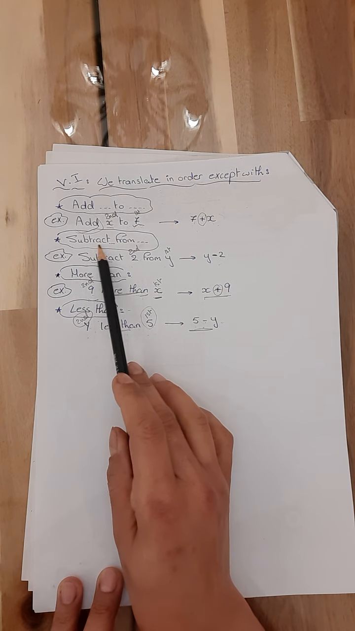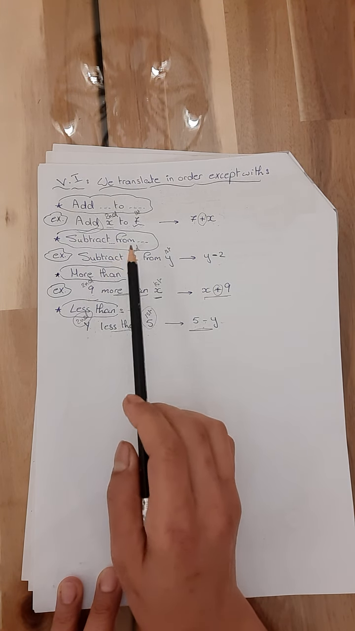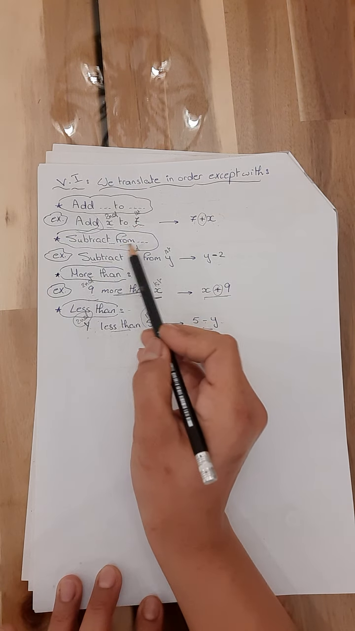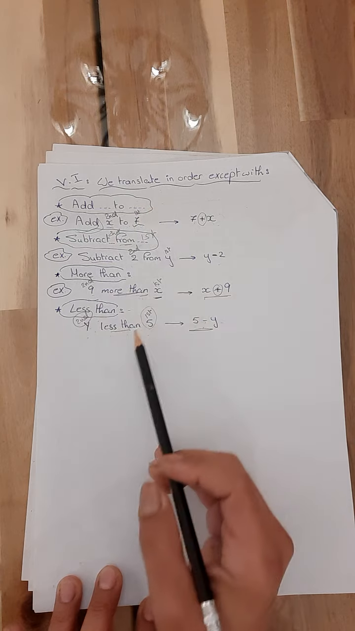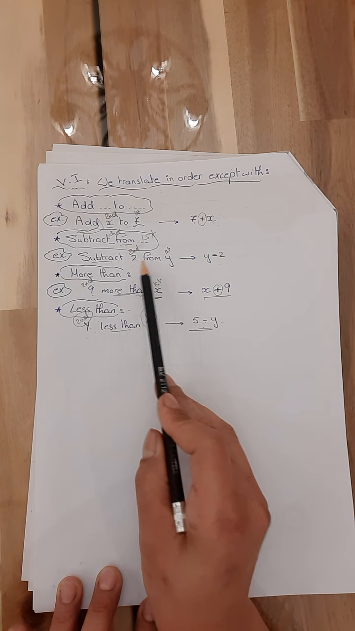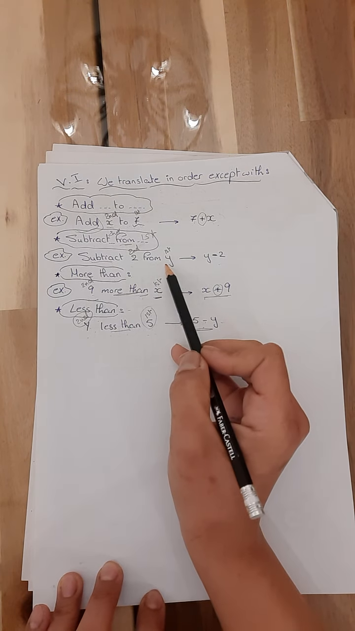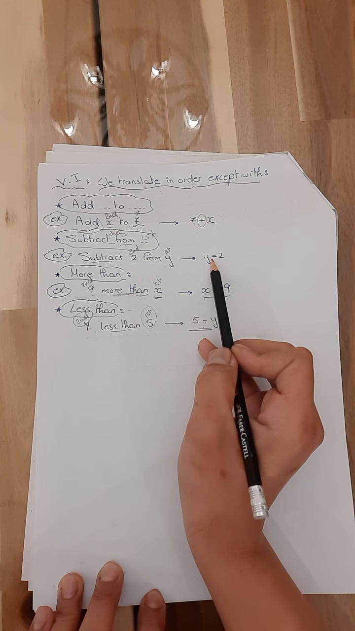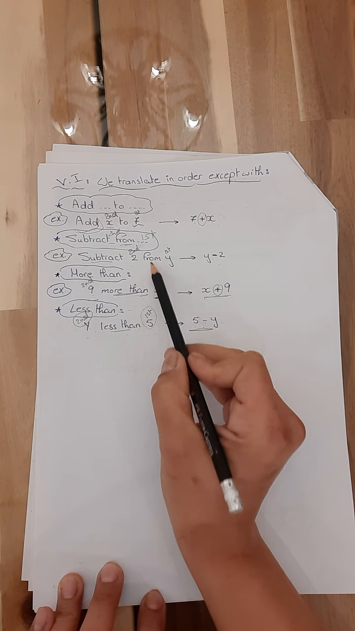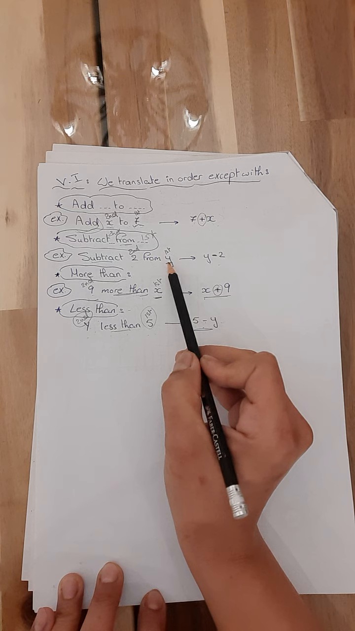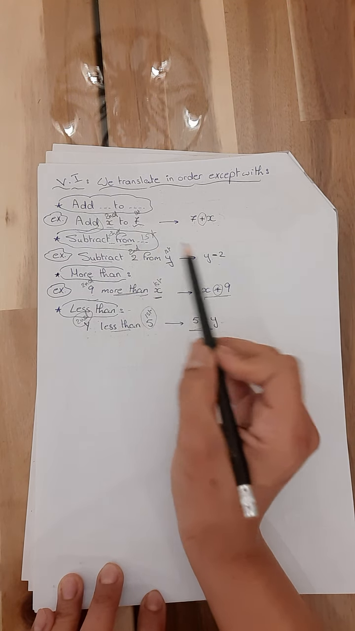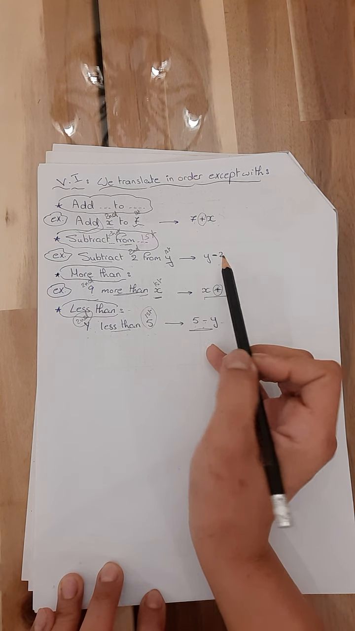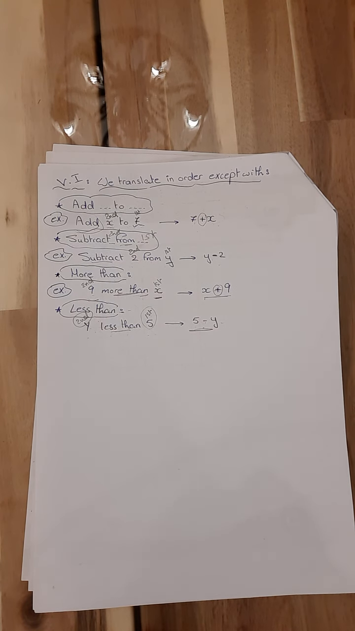We have also subtract a number from a number. The number written after from will be the first and the number written before from will be the second. For example, subtract 2 from y. Subtract means minus. You write minus and then the number after from, we are going to write it the first, so it will be y the first, and the number before from will be the second, so it will be y minus 2.